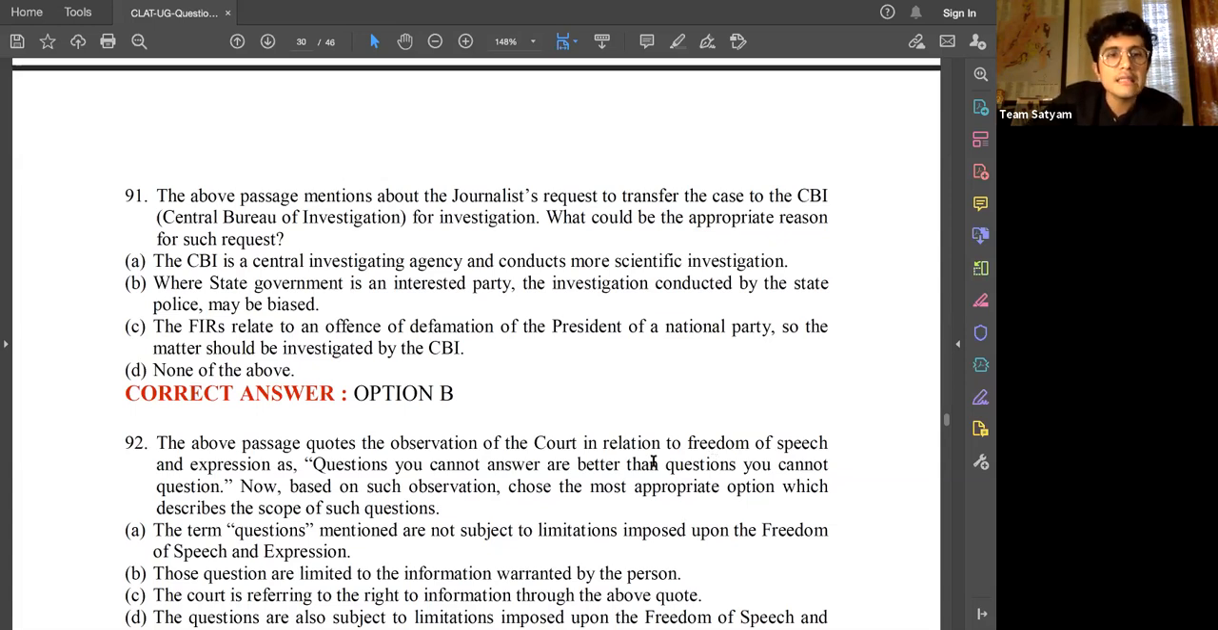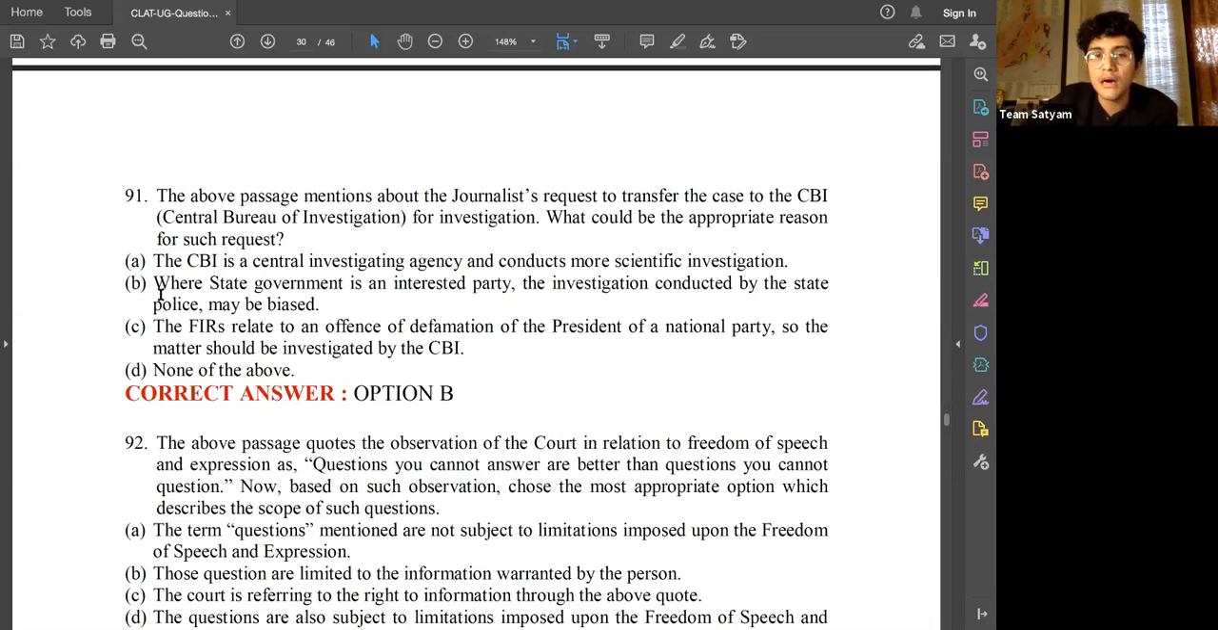So the correct answer to question number 91 is given as B. But over here, in stating that the correct answer in question number 91 is B, you are required to assume two things. First of all is that the state government is an interested party in that case. So in order to arrive at the correct answer to question number 91, you are required to assume two things. First of all, what is the role of the CBI, correct?